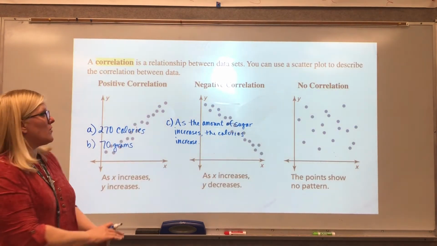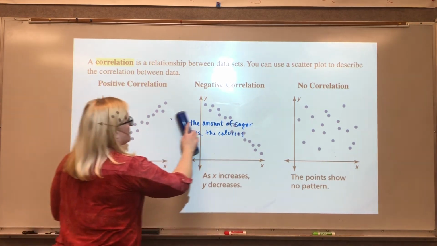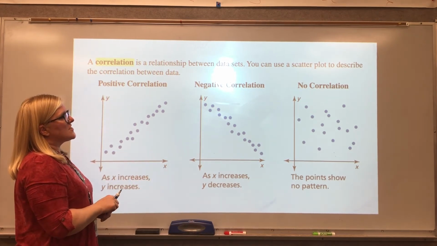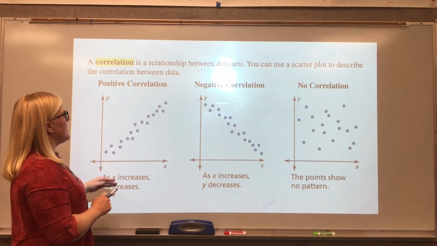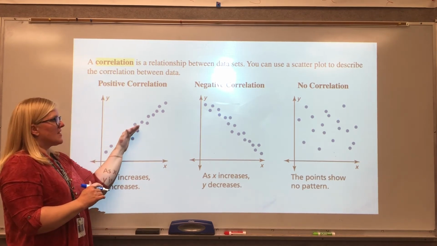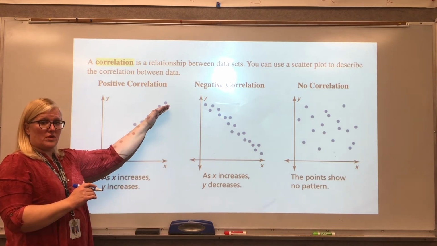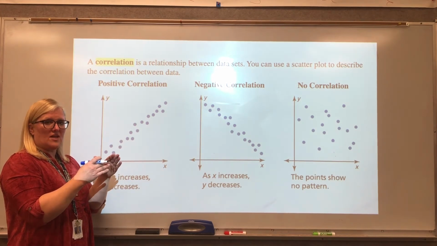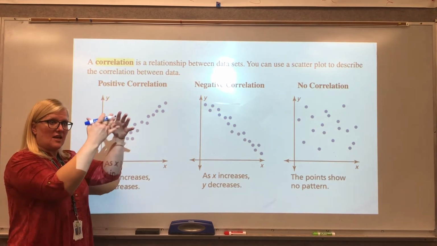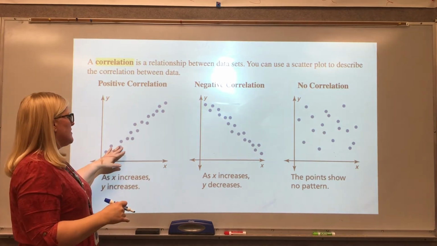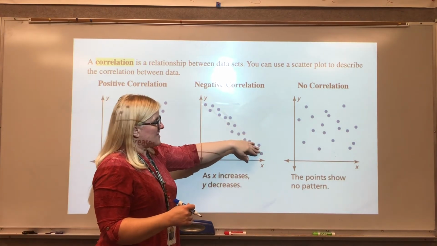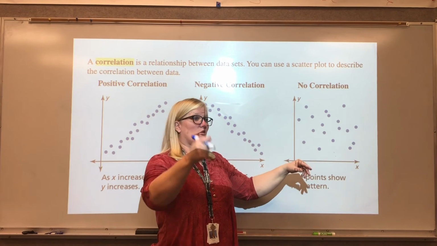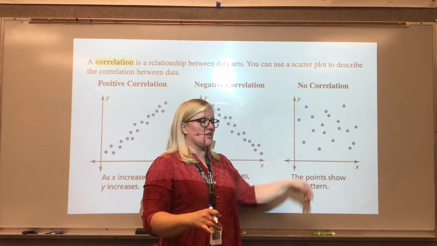All right, so a correlation is a relationship between data sets, and you can use a scatter plot to describe the correlation between data. So if it has a positive correlation, it has a positive slope. And that makes sense. When we saw the example of the men and the women, their ages both got bigger as they got older, the longer they were married. Negative correlation is when it has a negative slope, and no correlation looks like one of those paintings where they just kind of whap the paint on it and little dots go everywhere. That's what that reminds me of.